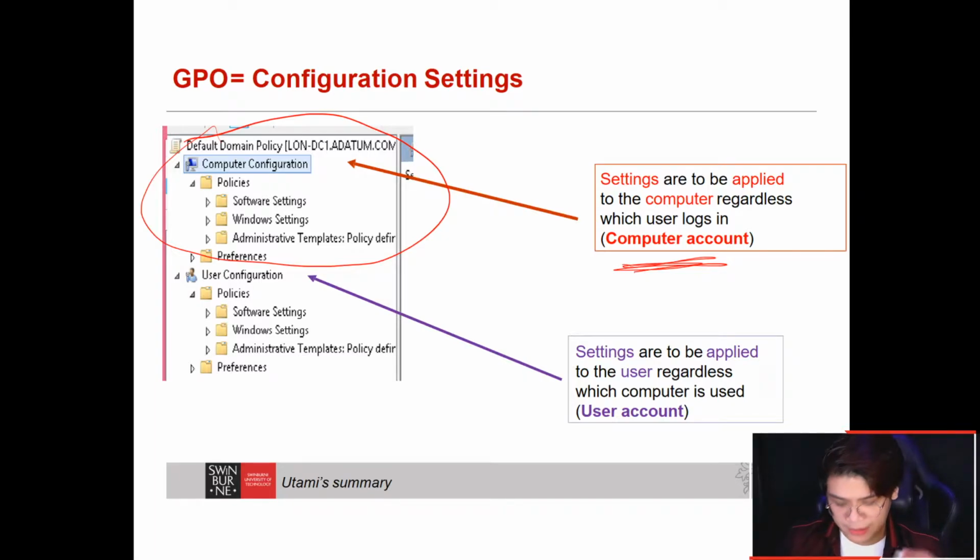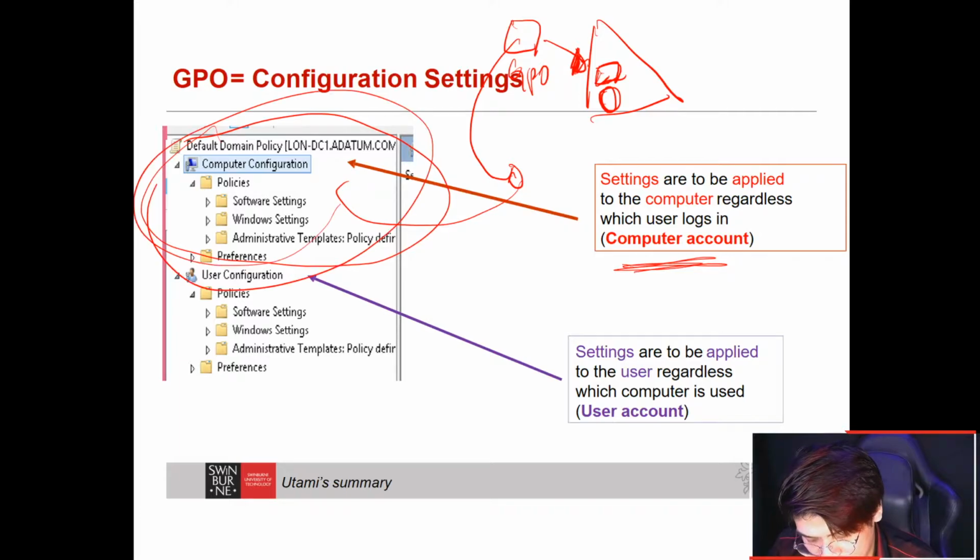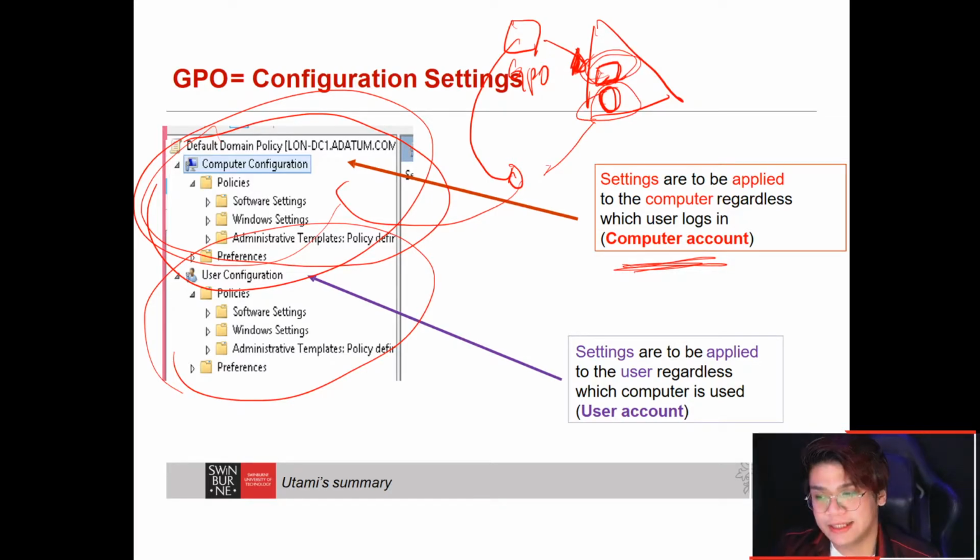domain, or let me just draw something, you have a domain, right? You have a computer over here. You have users also, users and a computer. So you apply this GPO, right? You link the GPO to this domain, for example. Okay, in this GPO, if you change the computer configuration, it will affect the computers inside that domain. And if you change your user configuration, it will affect the users inside that domain.